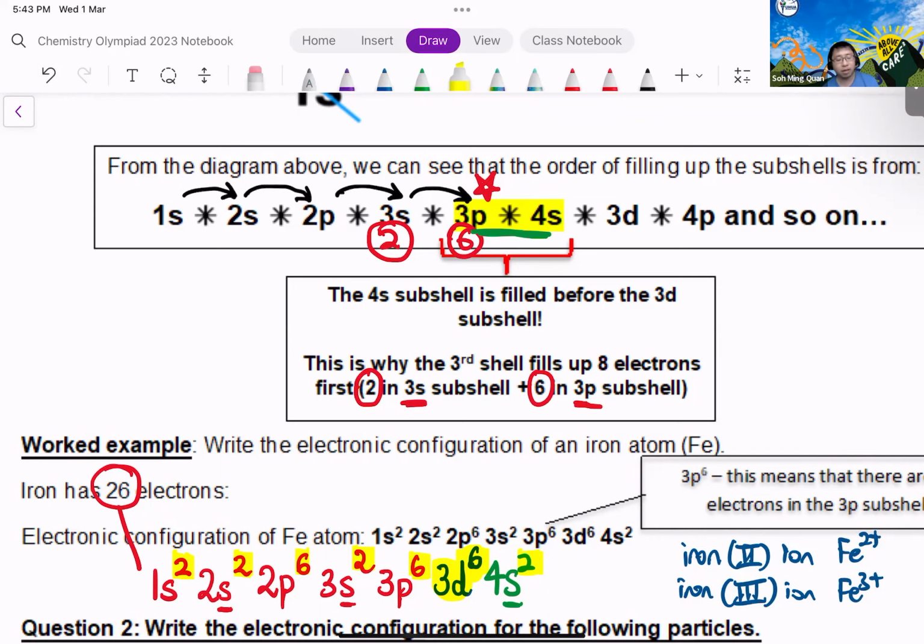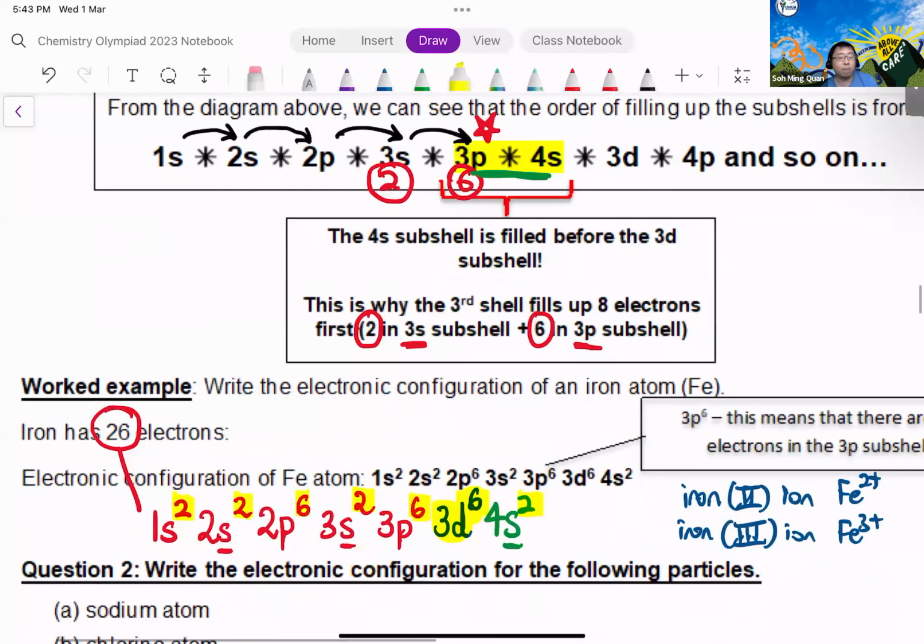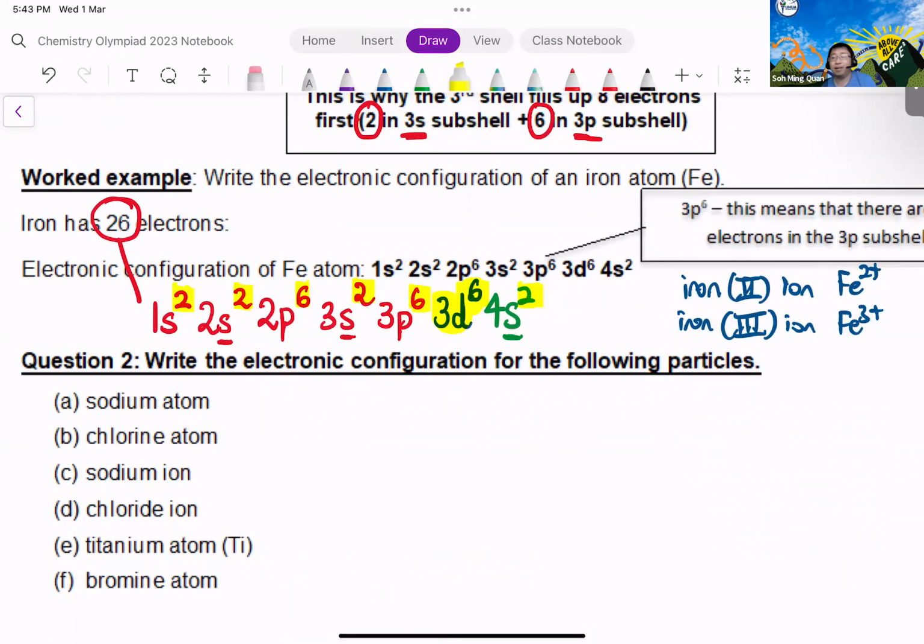Can? Now, there's no better substitute than to practice. In the interest of time, let's just do E and F. These are the hardest. So let's do E and F. Mr. So will help you. Mr. So will tell you how many electrons they have. Titanium, 22 electrons. Bromine, 35 electrons. So let's start writing titanium and bromine.